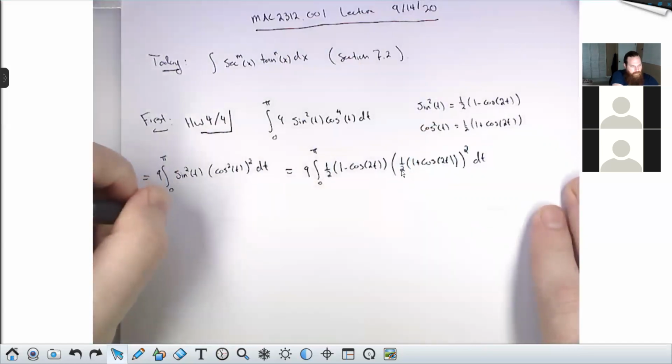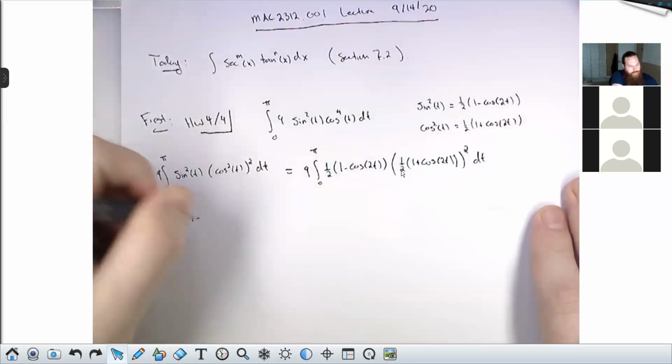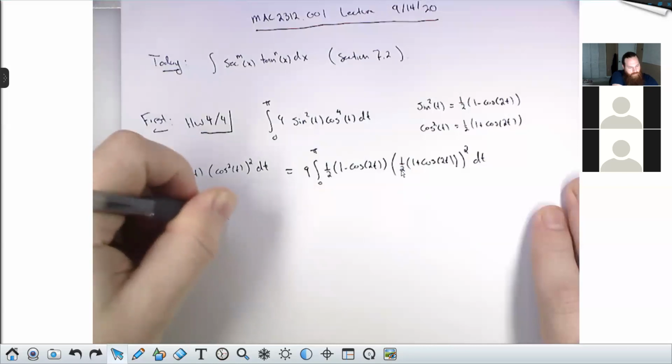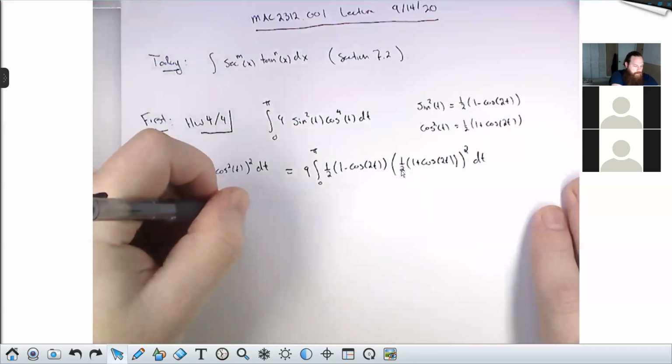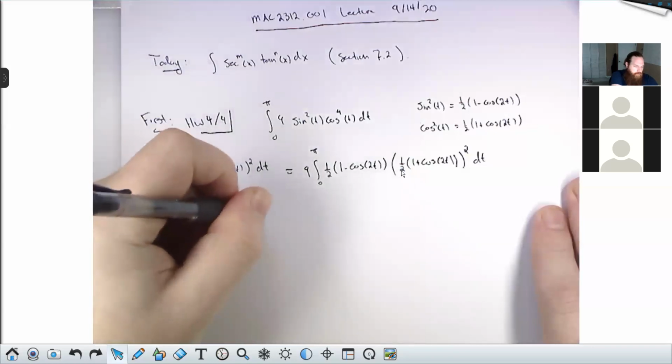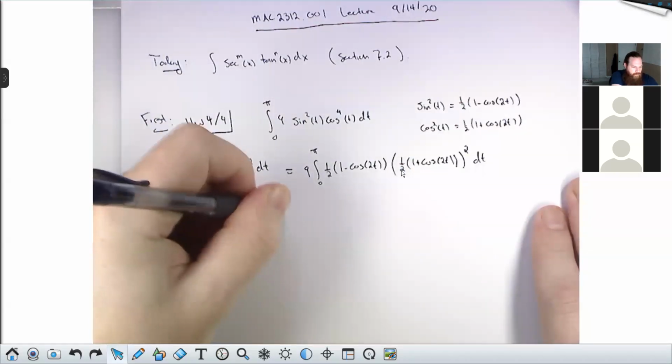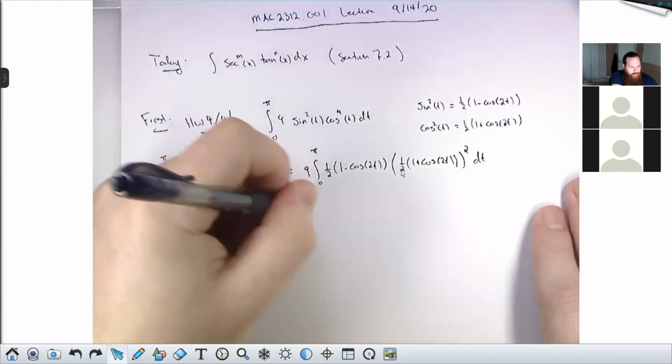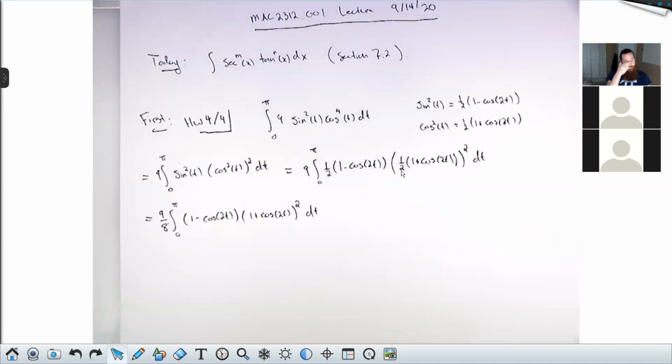So this will become 9/8 integral 0 to pi (1 minus cos 2t)(1 plus cos 2t) squared dt. My next step is going to be to deal with this power. I'm going to FOIL this thing out and then distribute this across it. So we're going to end up with a big long string of things involving powers of cos 2t.